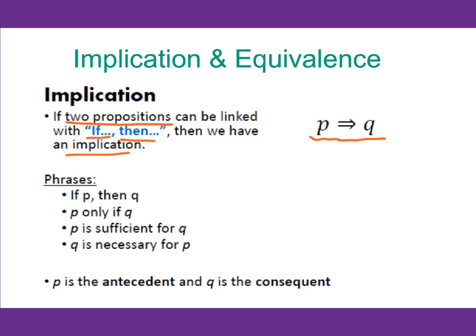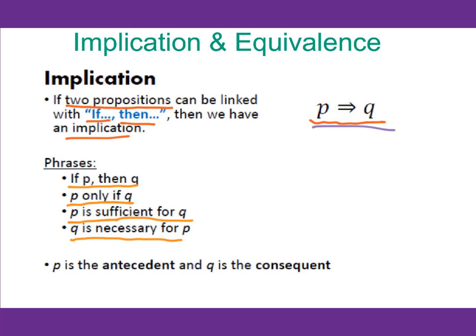We read it as if P then Q, or P only if Q. P is sufficient for Q. Q is necessary for P. In this implication, P is the antecedent and Q is the consequent.